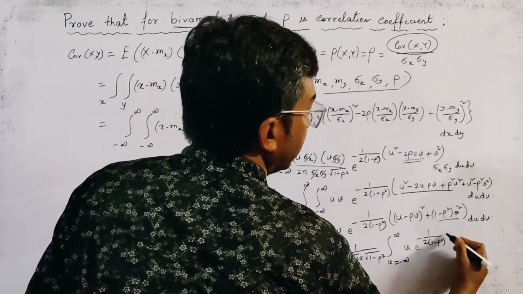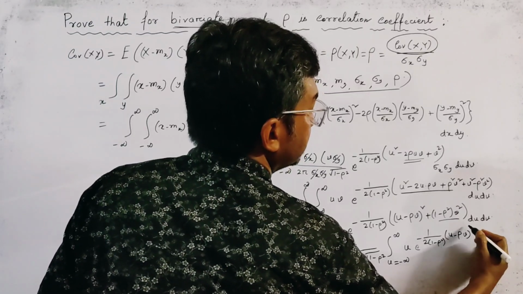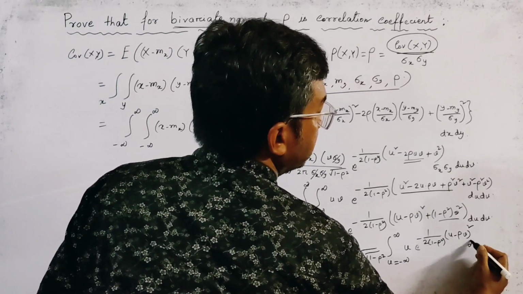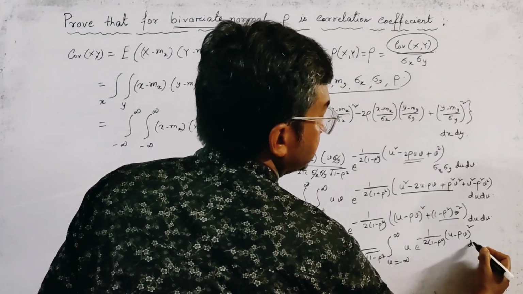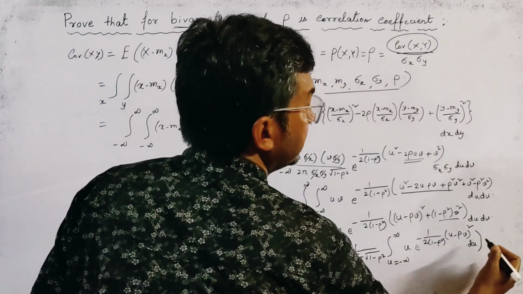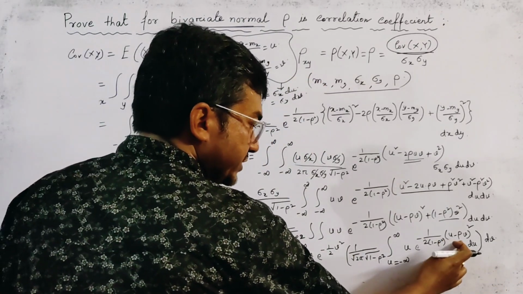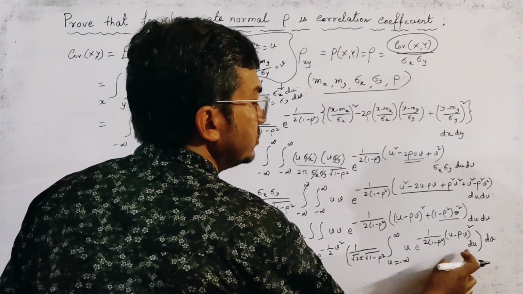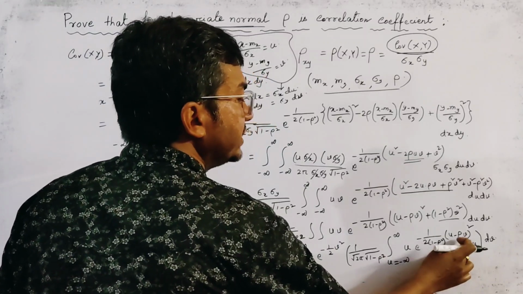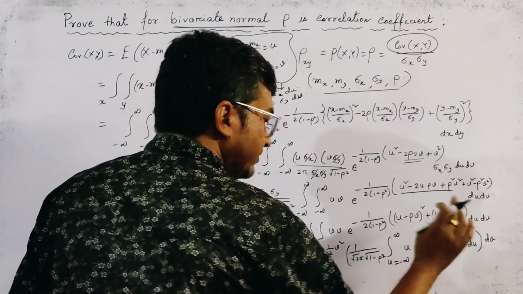into (u minus rho v) whole square. This is dv; we first write du, and then we write dv, because here we treat the integration with respect to u, but v is treated as constant, so we write here dv.